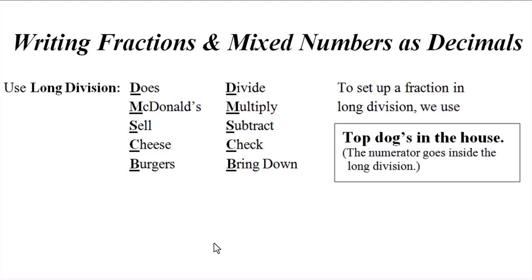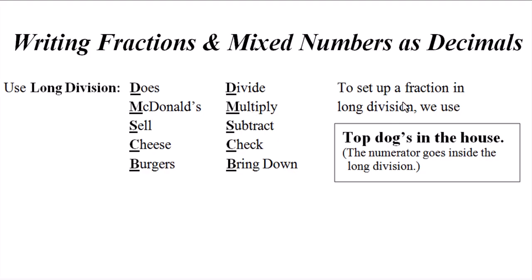Today we're looking at the guided notes called writing fractions and mixed numbers as decimals. This is going to use the steps of long division: divide, multiply, subtract, check, bring down. If you struggle remembering those steps, you could always use the acronym Does McDonald's Sell Cheeseburgers? I think most of you are probably familiar with these steps of long division.